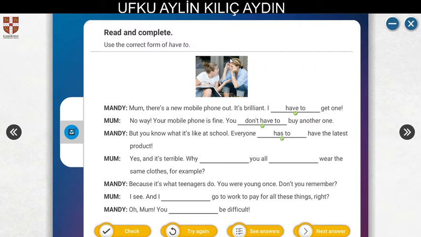Has to. It is the same with have to. Everyone. This is a singular subject. Singular form of the subject. Everyone has to have the latest product.